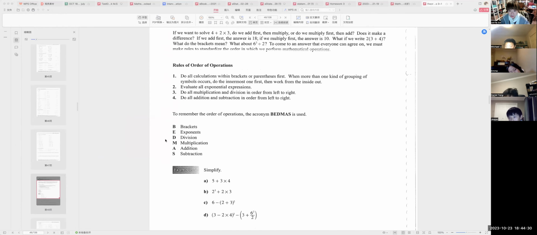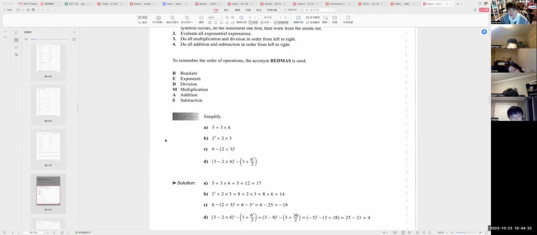Okay, so now let's take a look at this one. I think a lot of students already forgot BEDMAS. What is BEDMAS? BEDMAS is telling you which one is a priority. For instance, the brackets is the first one. The second one is exponent, division, multiplication, addition, and subtraction.